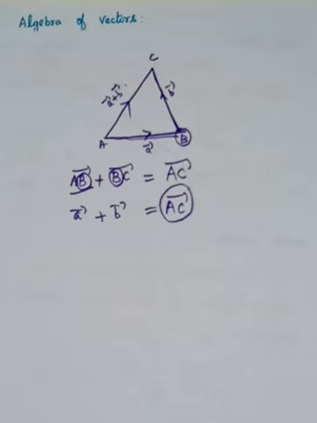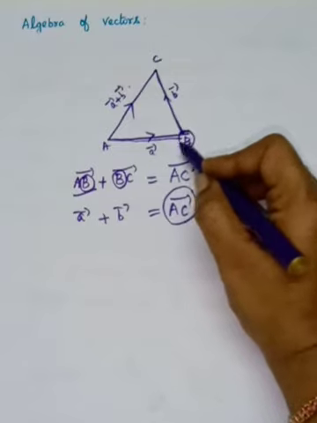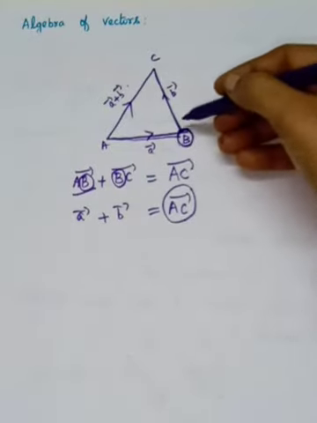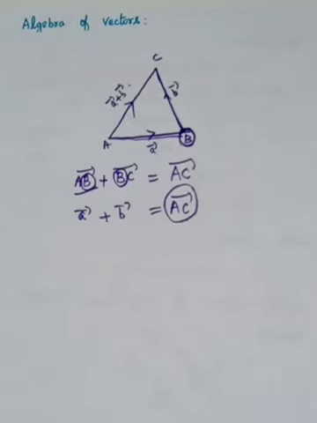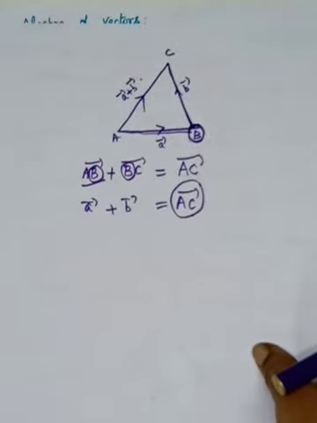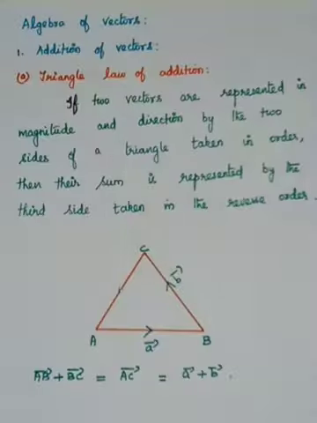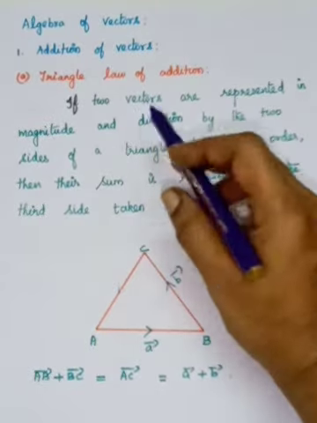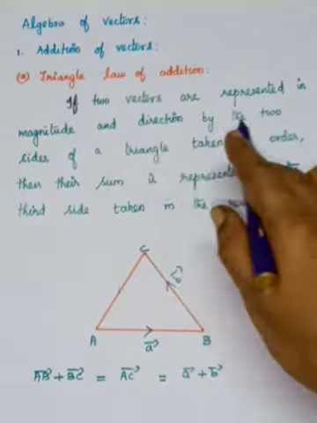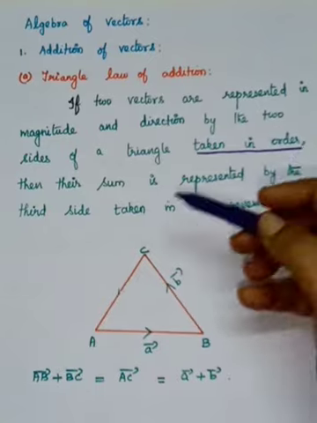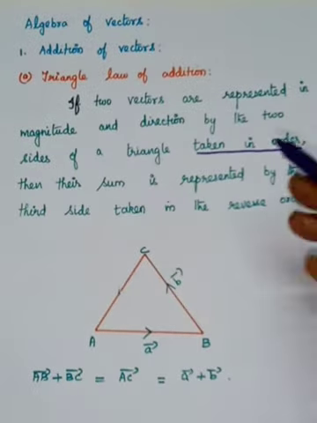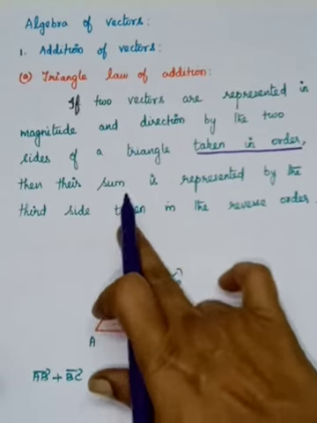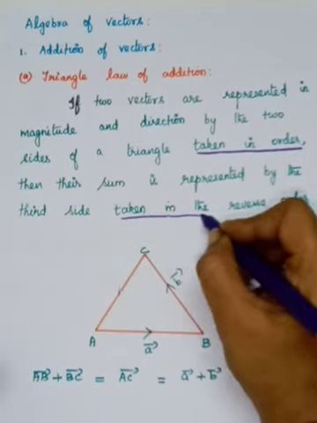That is the triangle law of addition of vectors. So which one is important? The terminal point of the first vector should coincide with the initial point of the second vector. Then only we can add the two vectors. The resultant is the addition of those two vectors. If two vectors are represented in magnitude and direction by the two sides of a triangle taken in order, then their sum is represented by the third side taken in the reverse order.